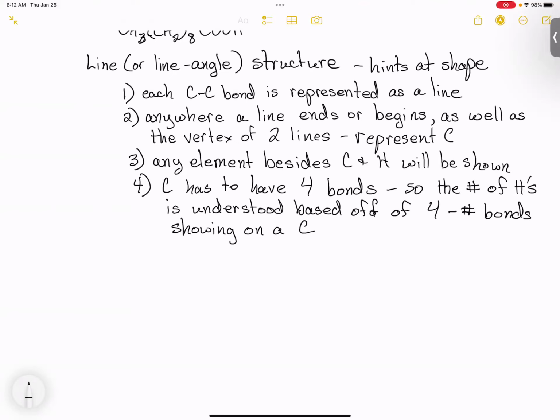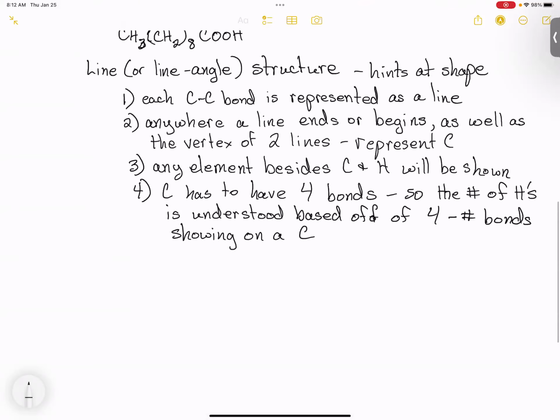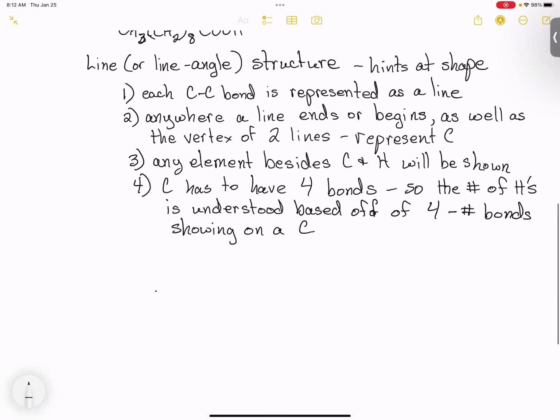So when I draw the line structure, let's see, I need that. 1, 2, 3, 4, 5, 6, 7, 8, 9, 10. Each of those points represents a carbon. Now to get that C double bond OH, I've got to show the double bond or the COOH. I've got to actually show it because it has to be shown.